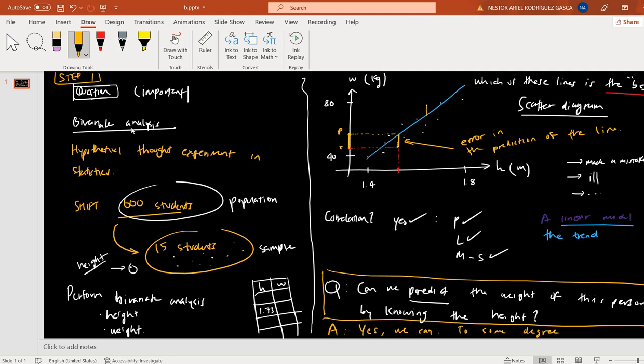Because we can also speak of the distance from this point to this line perpendicularly, but that's not the one we're addressing. We're addressing this one because this represents the error between the real weight of this person, which is this one, and the predicted weight given by the blue line, which is this one, according to his height, which is this one.